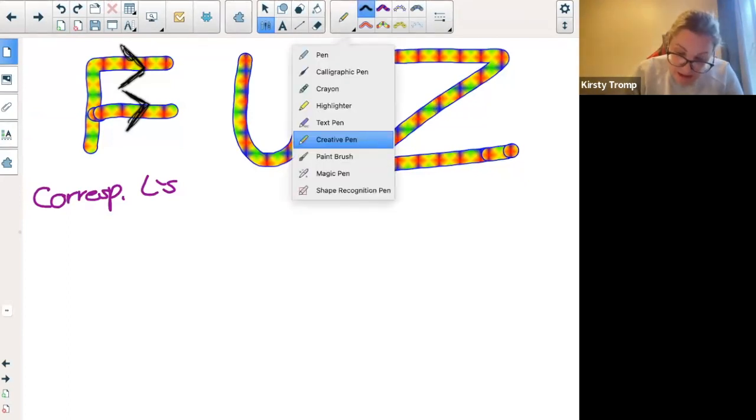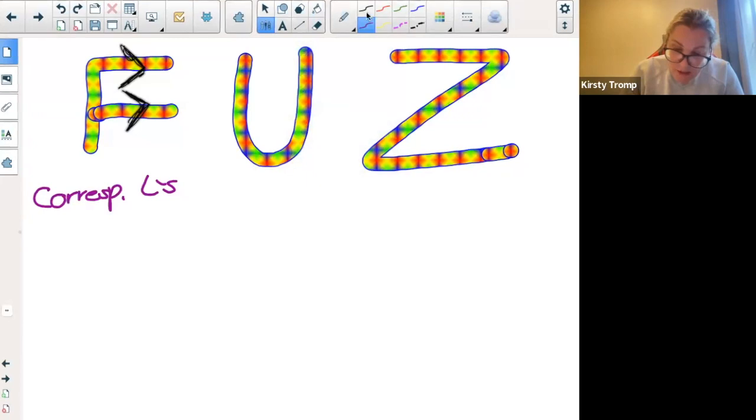The next one is the letter U. So the next one there, I've got the letter U, and if I'm looking at the letter U, I can see that on the letter U, I've got this line in the letter U and this line in the letter U that are parallel to each other. Okay, so those two lines are parallel to each other.